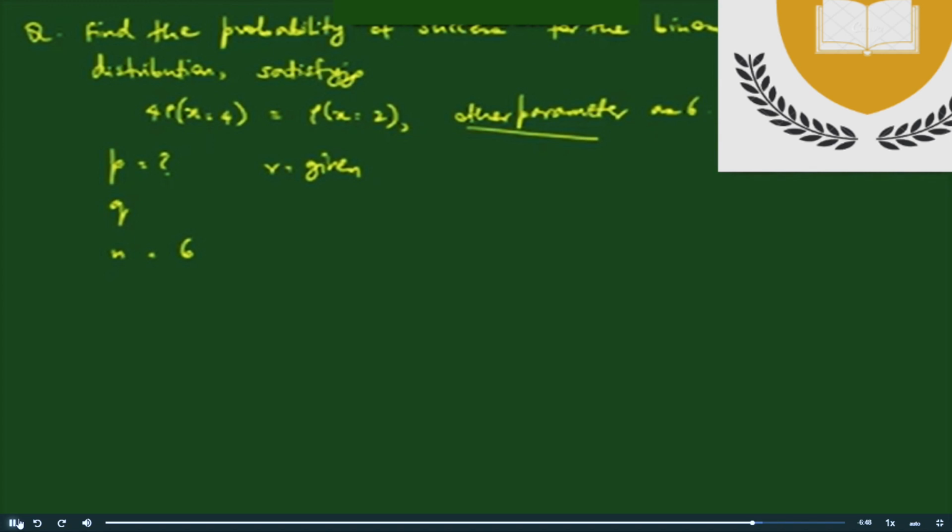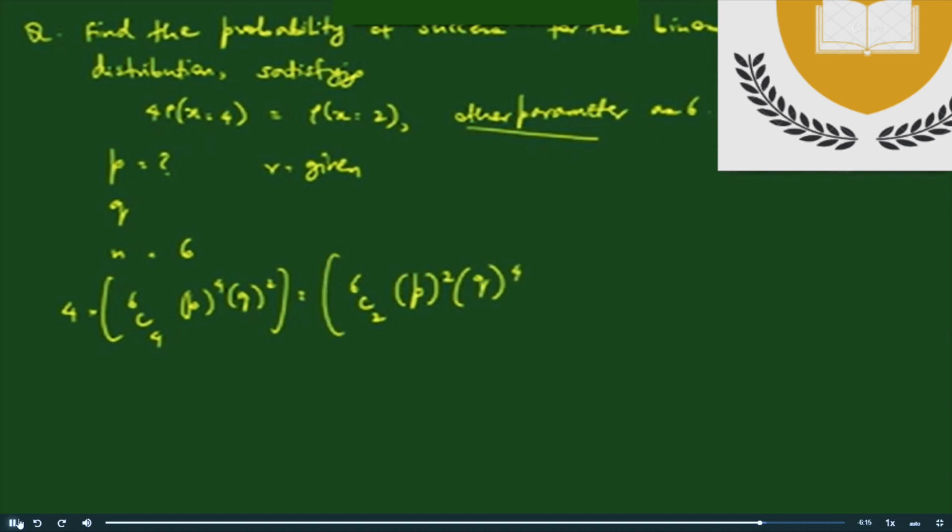Now 4P(X=4) means 4 into 6C4 into p to the power 4 into q to the power 2. This is equal to P(X=2), which is 6C2 into p to the power 2 into q to the power 4. Now let us see this. nCr is equal to nC(n-r), a property which we learned. So 6C4 is equal to 6C2. Once you find the value, it is enough.